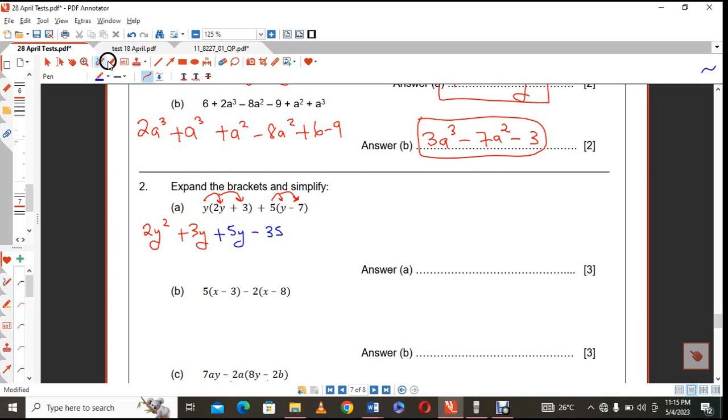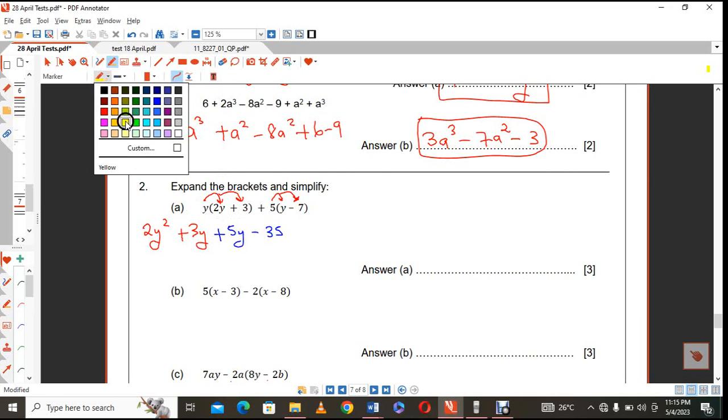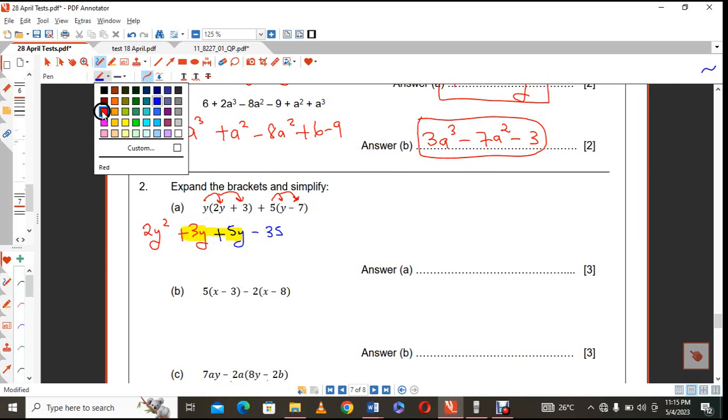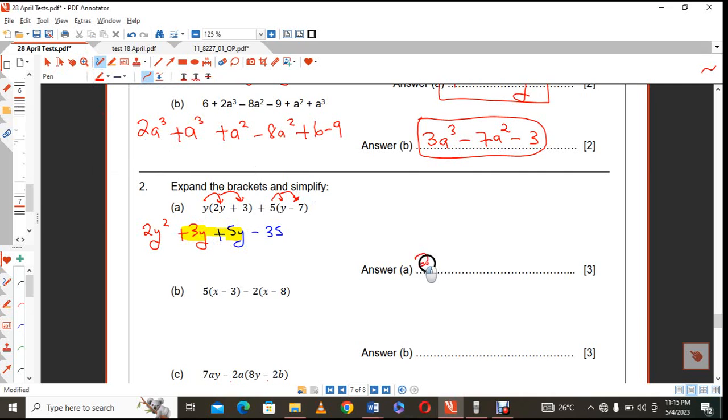All right, so I hope you can see that we have got two like terms here. That is a 3y and a 5y. So we are going to collect them by adding them. So eventually, our answer is 2y squared plus 8y minus 35. Let me just write that 8 nicely for you because it's kind of important to bring out that point over there.